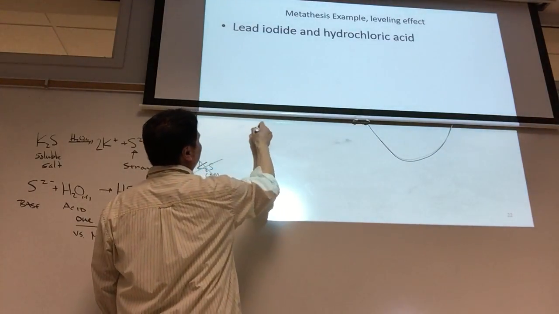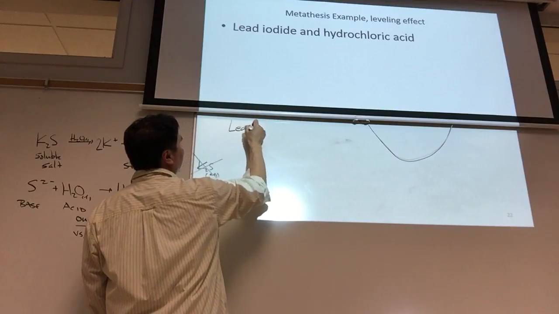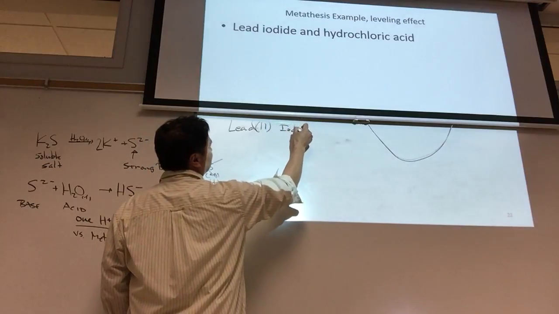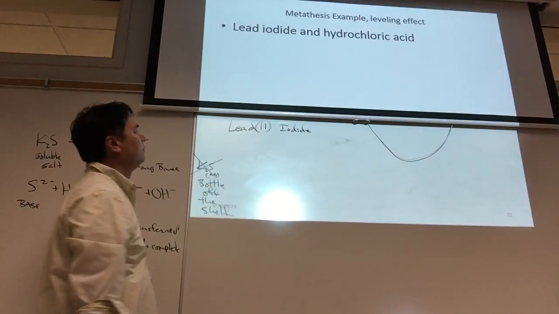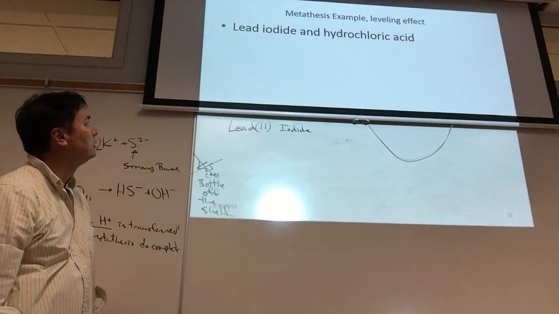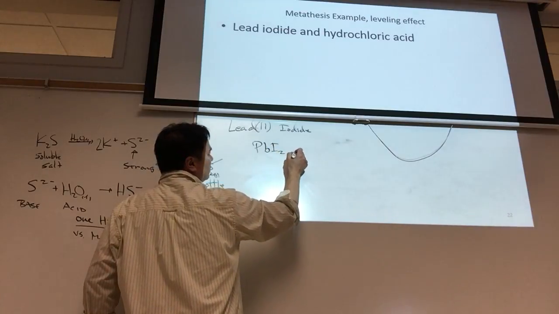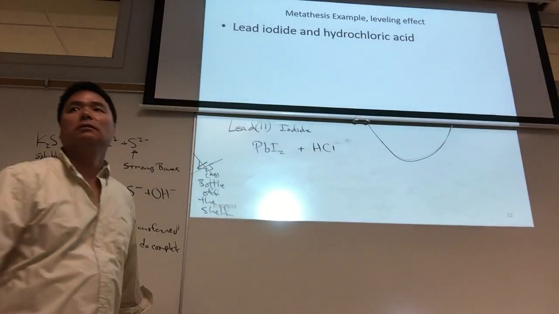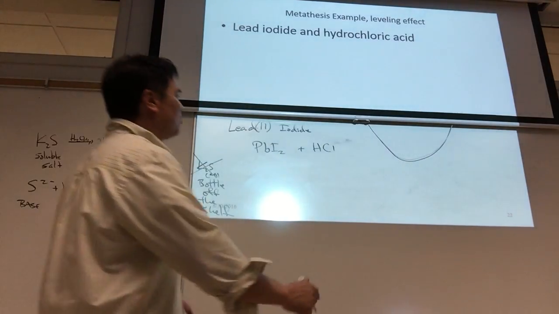Lead 2 iodide. It's supposed to be Roman numeral 2 here. It should be written lead, Roman numeral 2, iodide. Two words. And the Roman numeral 2 is right against lead there. Lead 2 iodide, PbI2, plus hydrochloric acid, HCl. PbI2 plus HCl is going to produce a double replacement reaction.